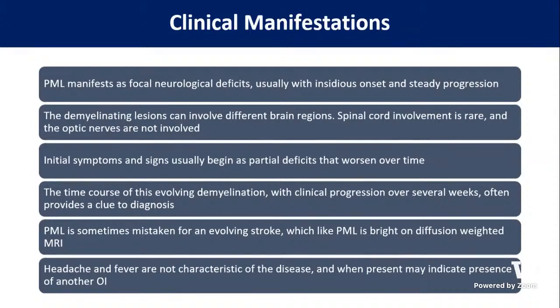They have partial deficits which keep on worsening over time, and patients gradually become bedbound or moribund. The time course is very variable. It is a few weeks, often to a few months sometimes. And sometimes it's taken as a stroke when it presents rather acutely. But you can see these multiple lesions dispersed over time and over space in these patients. Headache and fever are not characteristic, which will rule out other forms of OIs that can happen in these PLHIV.